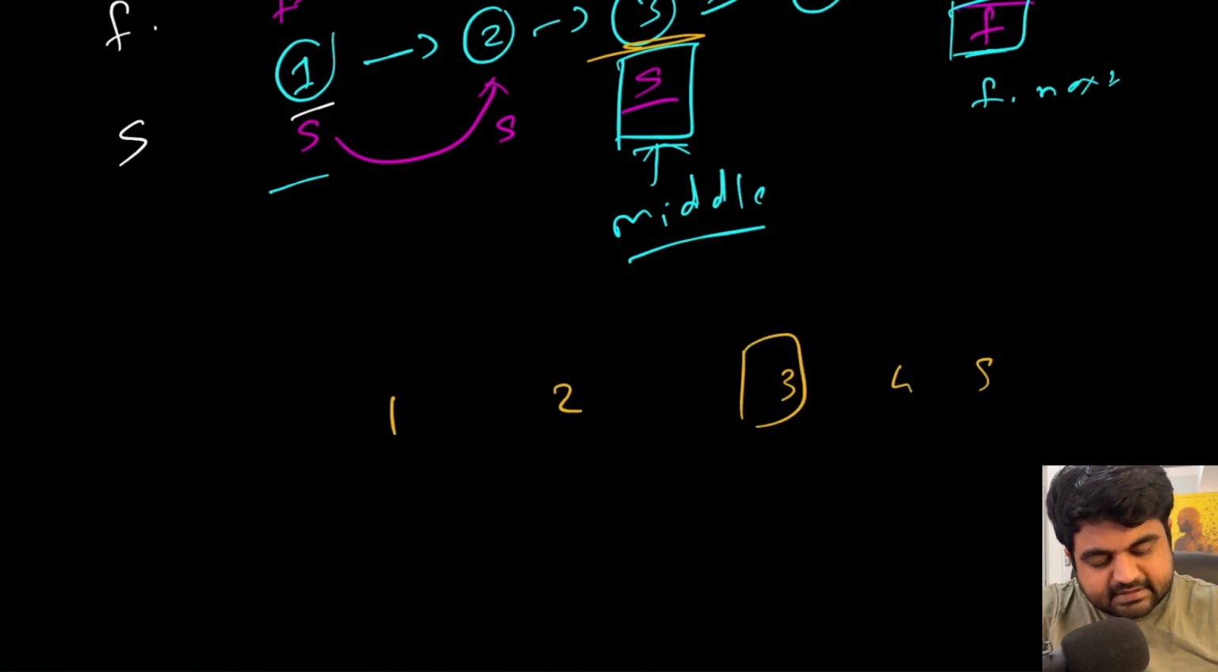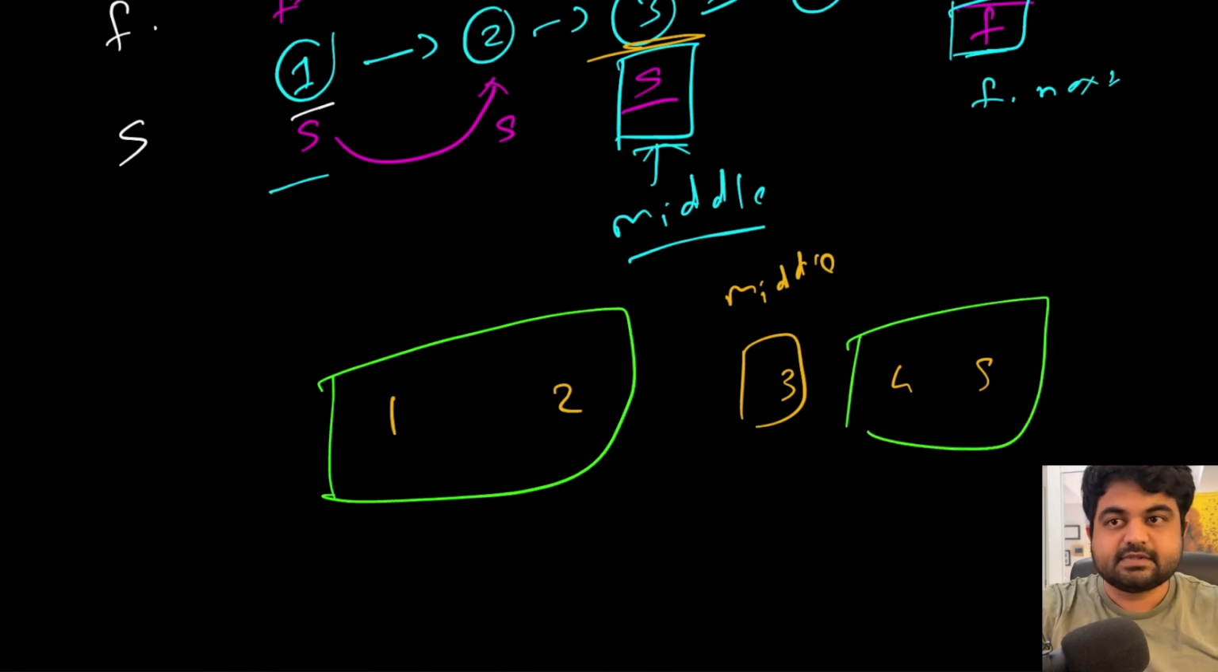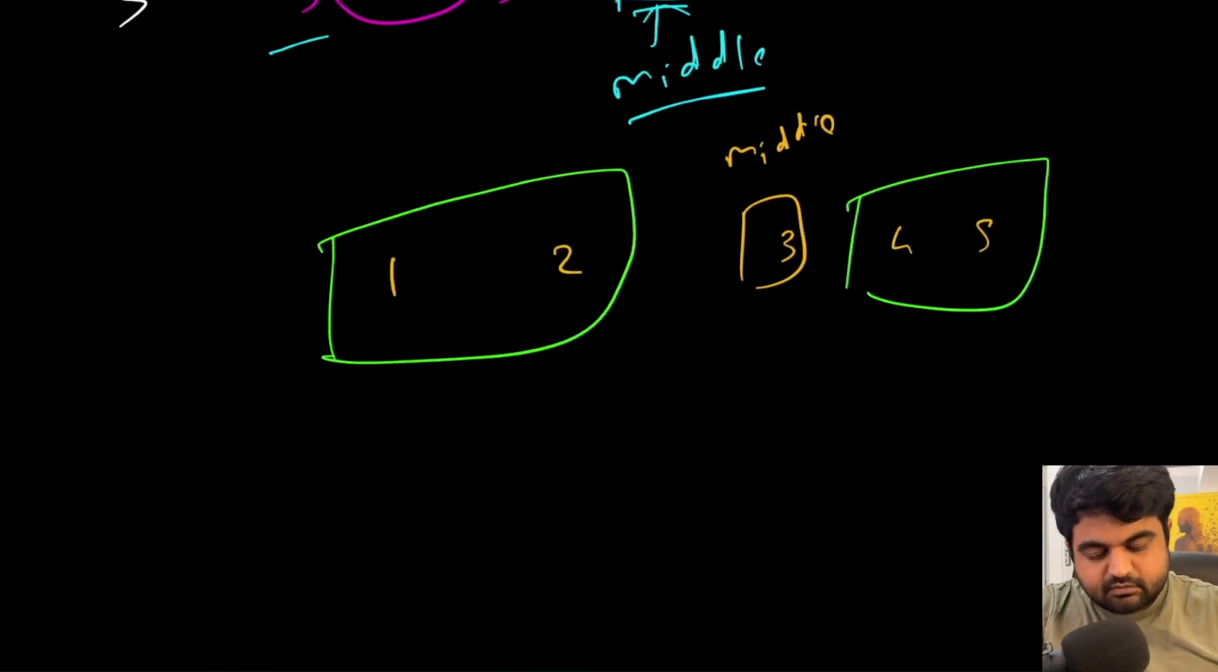We identify that this 3 is the middle pointer, which means in order to check whether this is a palindrome or not, we will need to compare these two items and we will need to compare these two items. That is number one option. So what are the ways for us to do that?